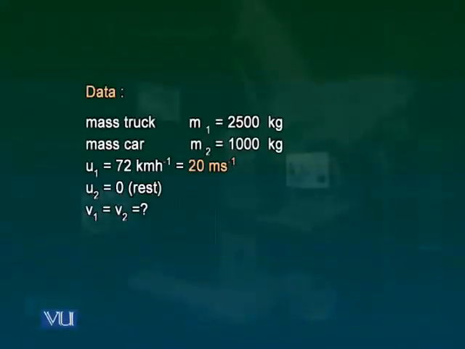We have our data. Mass of the truck is 2,500 kg. The mass of the car is 1,000 kg. The initial speed was 72 kilometers per hour, and the initial speed of the second car is that it is at rest. And after collision, v1 is equal to v2. That is what we have to find out, because the car and the truck are now locked together. We have our relationship that the initial momentum and the sum of the final momentum has to be equal. And momentum, of course, is mass into velocity.